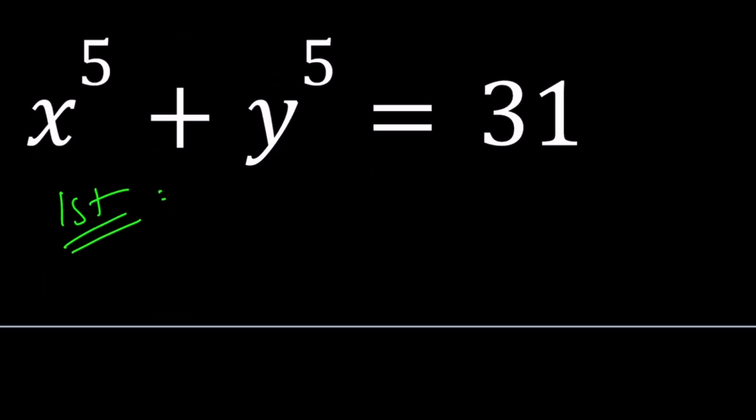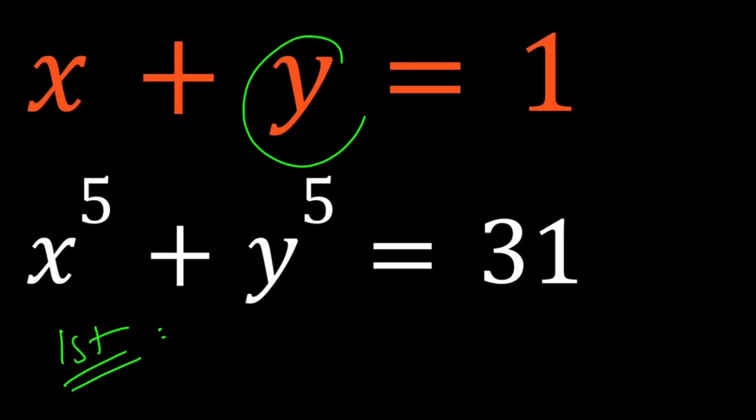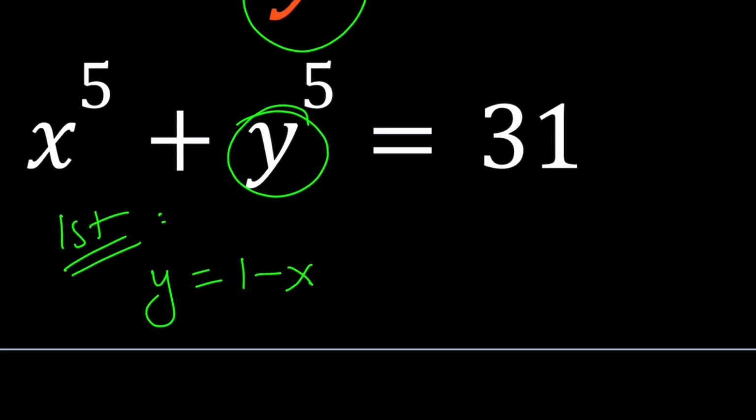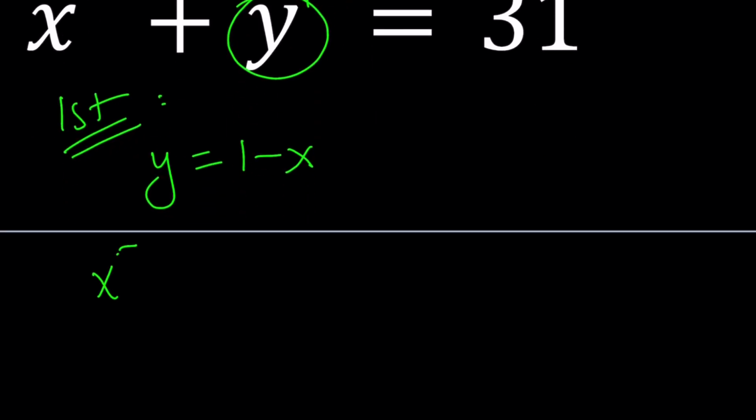So my first method is going to be direct substitution. I'm going to isolate y equals 1 minus x, and then I can just go ahead and substitute it, right? Can't I? That gives me x to the fifth plus (1 minus x) to the fifth equals 31. Obviously, at this point, you can go ahead and guess and check, but we would like to solve this completely.